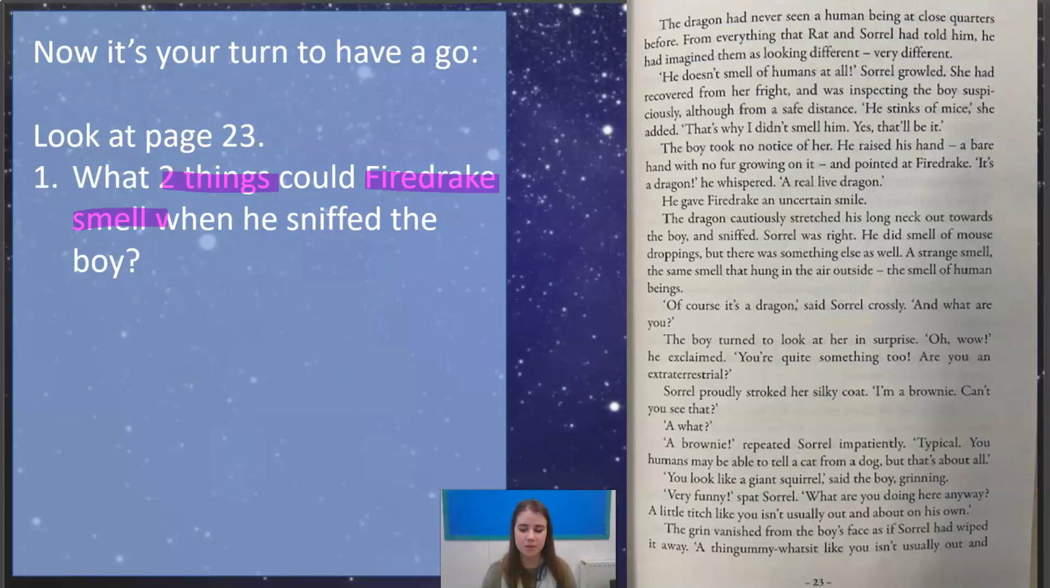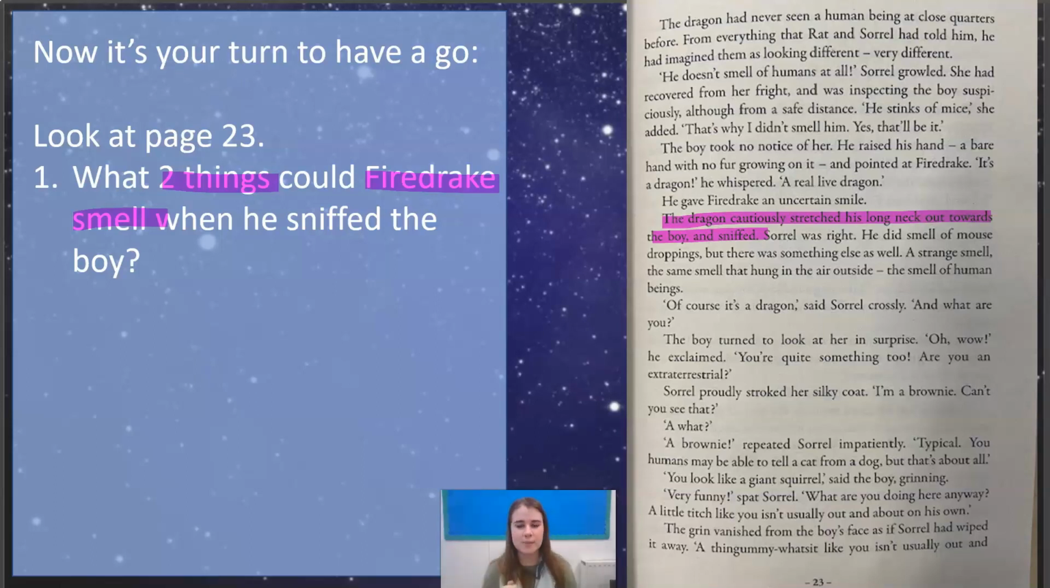Okay, so if I have a look at the text here, it says the dragon cautiously stretched his long neck out towards the boy and sniffed. So here I've associated the word sniffed with smell. Okay, so I know I'm somewhere along the right lines. But that specific sentence there doesn't give me the answer to my question because I know I'm looking for 2 things. So what do I need to do?